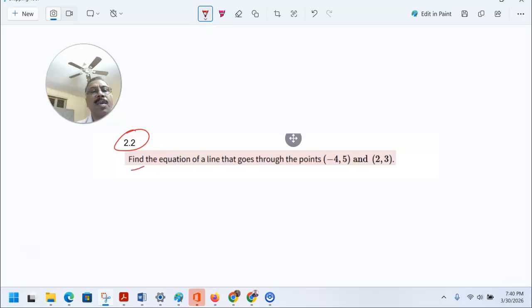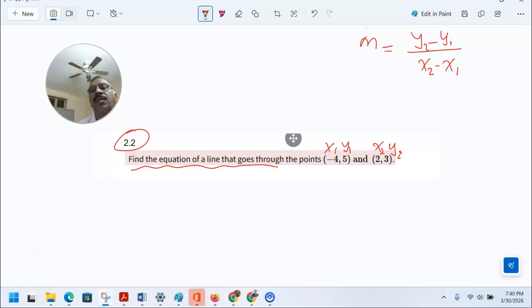So question number 2 for the same thing again. We have 2 points. The first one we call x1, y1. This is x2, y2, and the slope. Step number 1 is the slope formula: the difference in the y's over the difference in the x's. And then you just subtract.